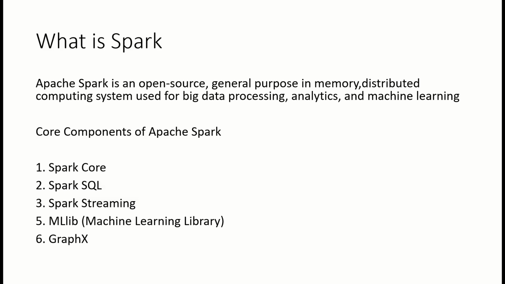Third one, Spark Streaming. It deals with real-time data which is coming from Kafka or any other sources. Fourth one, MLlib. This is used to run machine learning algorithms. And the last one is GraphX. GraphX is used to run graph related data and analytics. These are all the core components of Apache Spark.